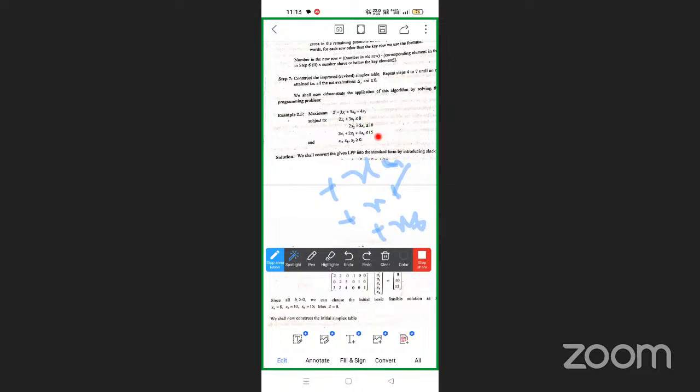So 2x1 + 3x2 + x4 = 8 is the first equation. 2x2 + 5x3 + x5 = 10 is the second. 3x1 + 2x2 + 4x3 + x6 = 15 is the third. Then x1, x2, x3, x4, x5, x6 are all greater than or equal to 0. So this is the standard form in the simplex method, where we add x4, x5, x6 to the constraints to convert inequalities to equalities.